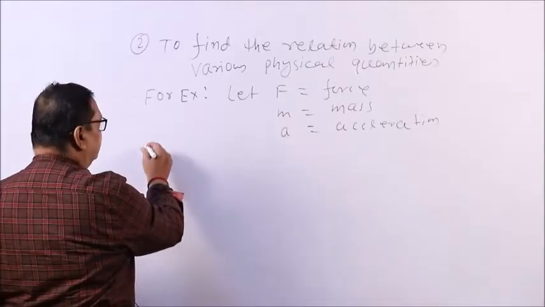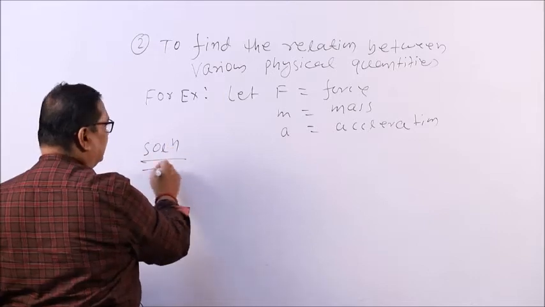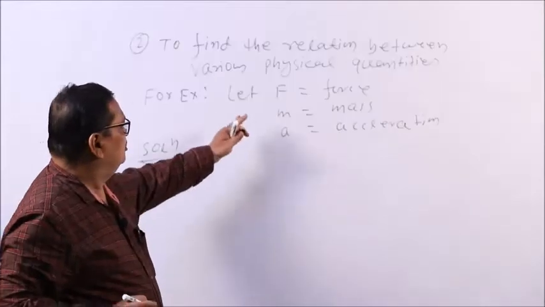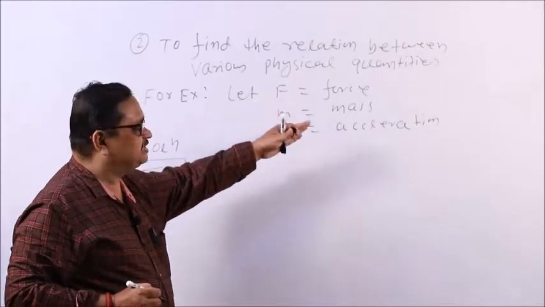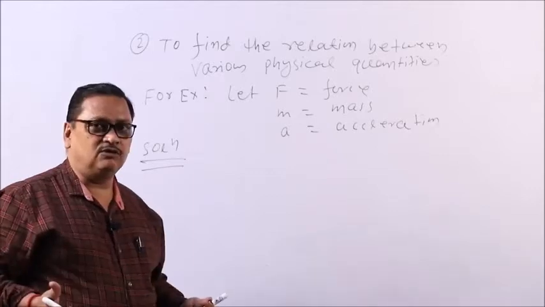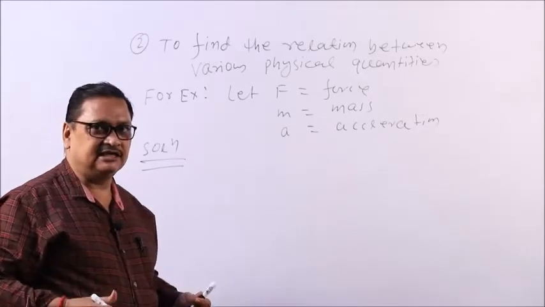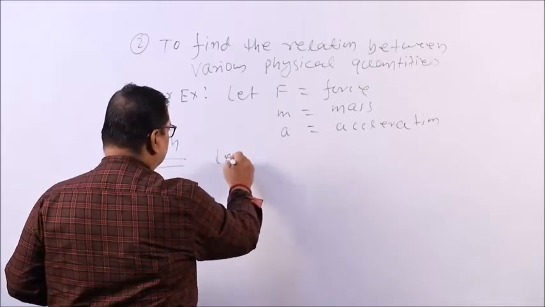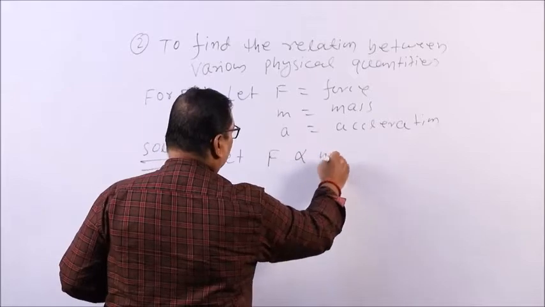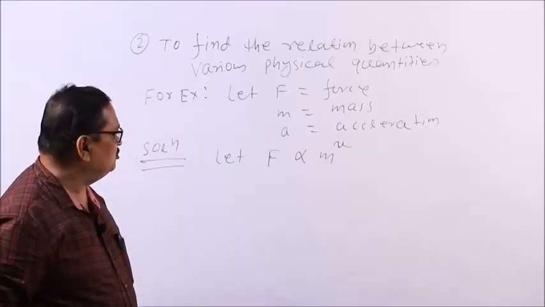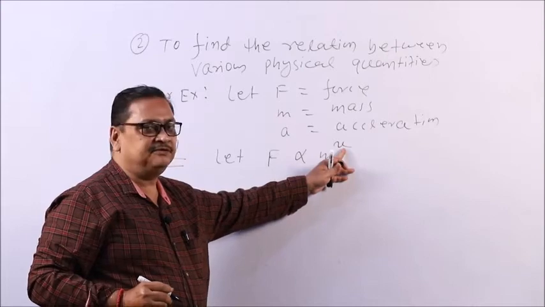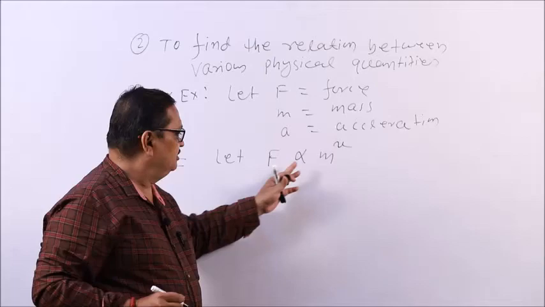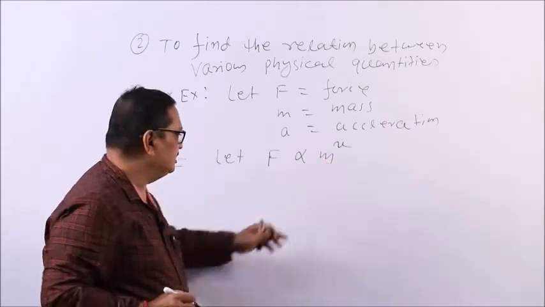So, how will we find the relation between force, mass and acceleration? First, force is a physical quantity which depends on mass, but we do not know how it depends on mass, directly or inversely. So, let F be proportional to m to the power x. If x is positive, then force depends on mass directly. If x is negative, then force depends on mass inversely.